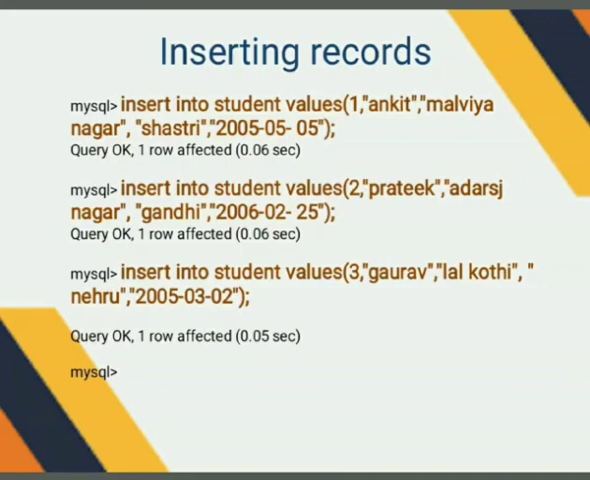So in the last class, we have created the student table having the following attributes: roll number, name, address, house, and date of birth. As we already know, the data type for roll number was int. For name, address, house, the data type was varchar. And for date of birth, we have taken the data type as date. As we know the difference between all these three data types, now let us begin how to insert the records.